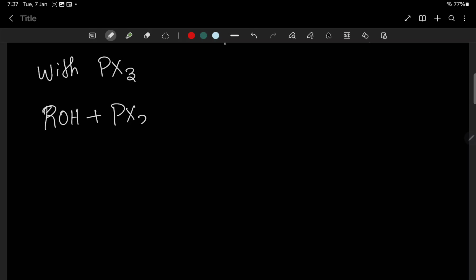Now the other reaction is with PX3. Here the important thing is the byproduct. Understand the byproduct. They can ask you what byproduct you get. It's an important byproduct. That is ROH plus PX3, phosphorus trihalide, gives RX plus H3PO3. Here we get H3PO3. You can balance the equation as per your need, but I am not balancing it now.